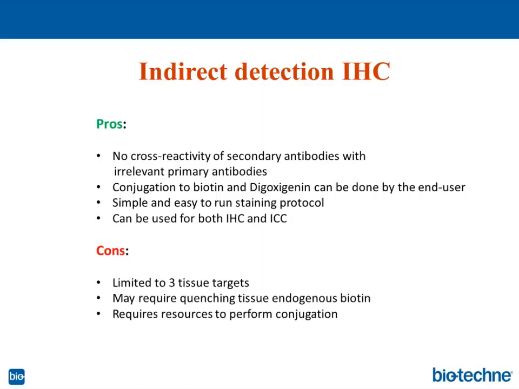It may require quenching tissue endogenous biotin. You know that we're using streptavidin here that's supposed to bind to biotin on the primary antibody, but some tissues may have endogenous biotin. That's why it's required to quench it. Otherwise, streptavidin conjugated to fluorescent dye may cross-react and give non-specific staining. And of course, it requires resources to do conjugation. You need money to buy these conjugation kits, or if you don't want to do it yourself, find a company that will do it for you.